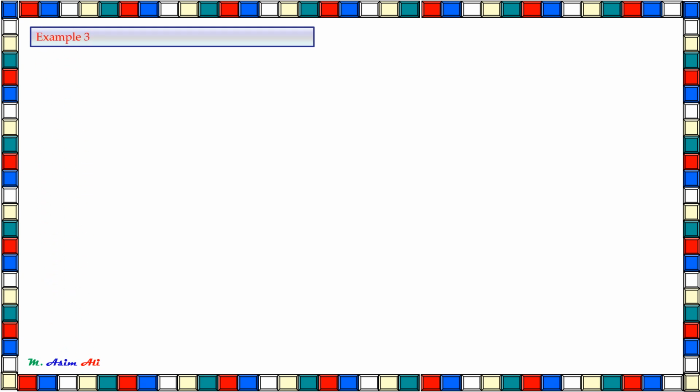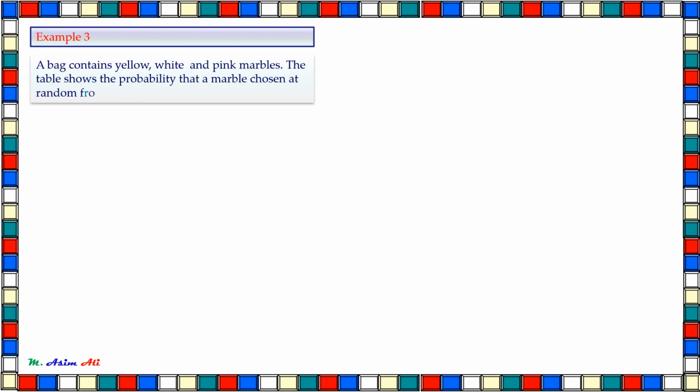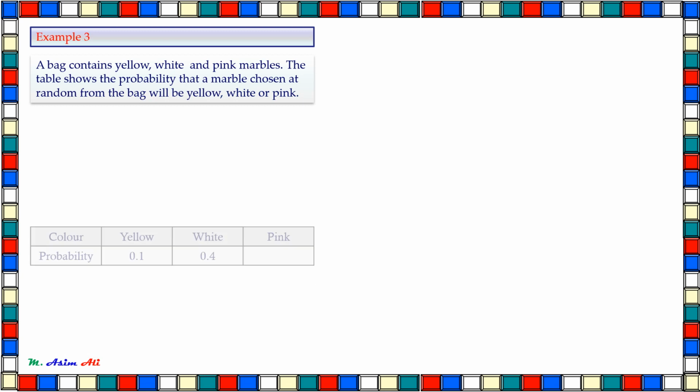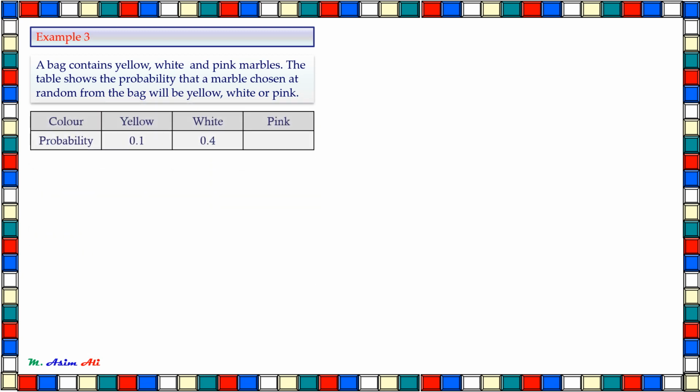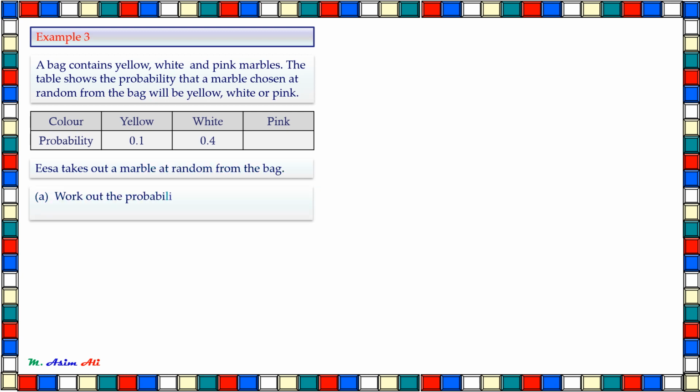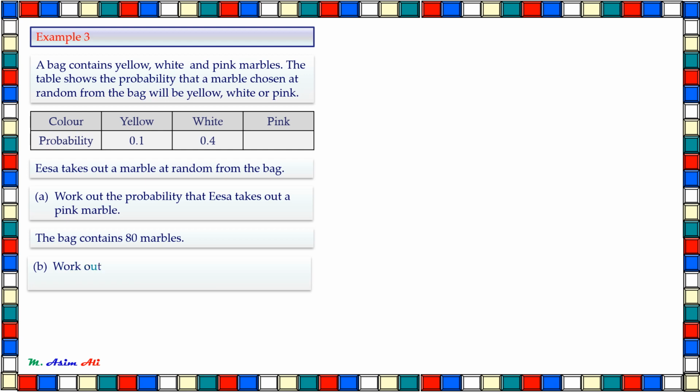Let's consider another example, example number 3. There are marbles of 3 colors in a bag: white, yellow, and pink. Isa takes out a marble at random from the bag. Work out the probability that Isa takes out a pink marble. The bag contains 80 marbles. Work out how many white marbles are there in the bag.